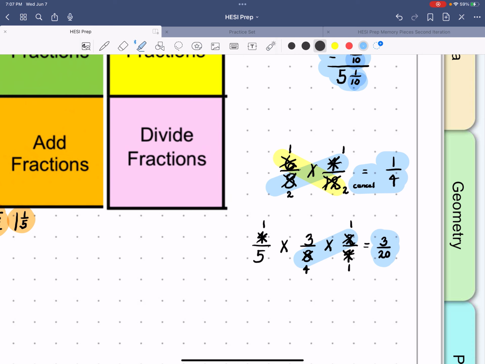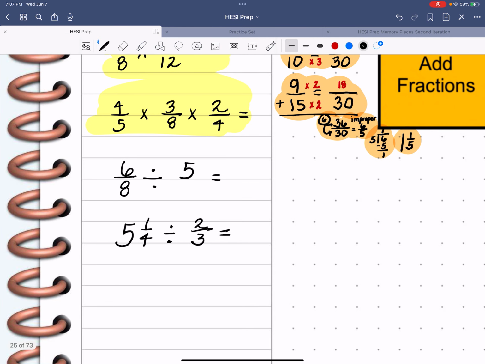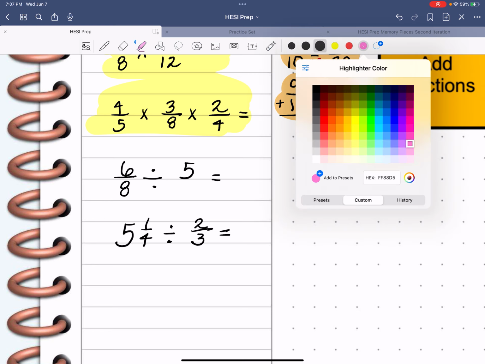So those, I'm sorry, those should have been yellow. Those are multiplying. Let me do the rest of it in yellow so you can tell. All right, then we need to divide. Division is a little tricky, so I'm going to do two of these. And they're pink.